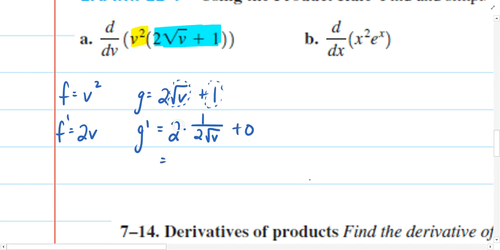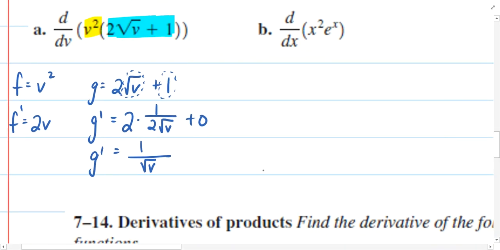So to simplify this just a little bit, we can imagine that this 2 multiplies into the fraction, and it essentially arrives in the numerator here. That numerator of 2 and the denominator of 2 will cancel. They'll factor to 1, and we now have 1 over square root v. This 0 falls off as well. So here's our g prime.